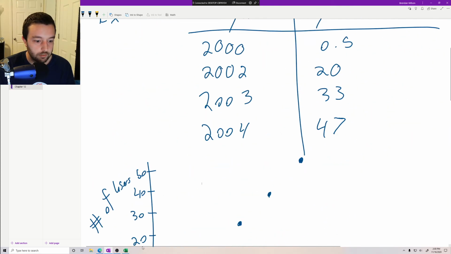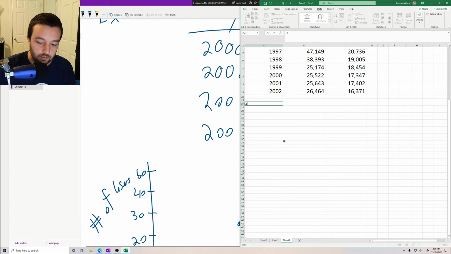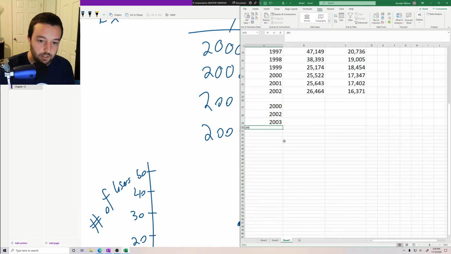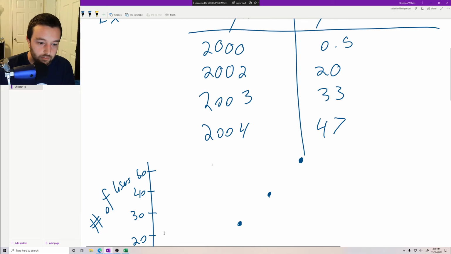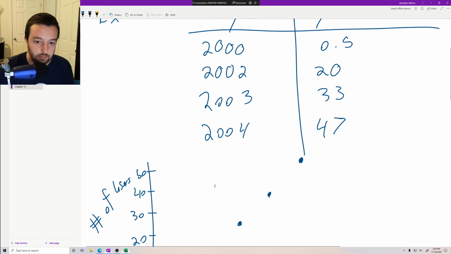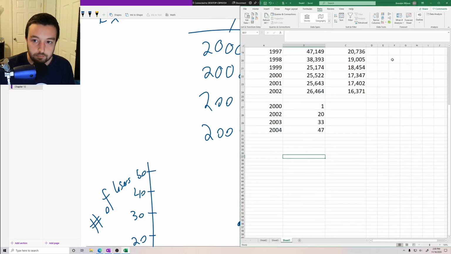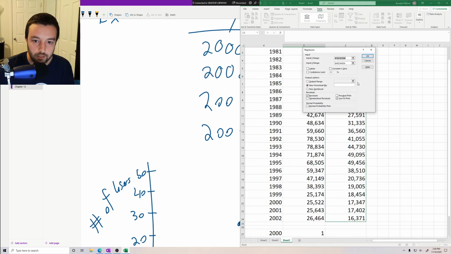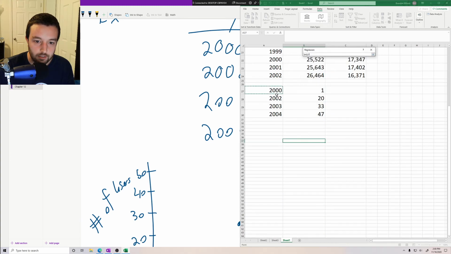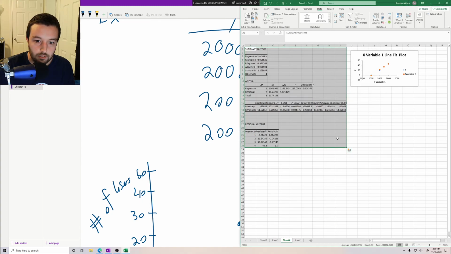Oops, where was that? 12.2. So we have 0.5. Sorry, that's backwards. 2000 to 2002, 2003, 2004, right? 0.5, 20, 33, 47. Okay. Just so we can see an example of one where it does work out pretty well. Our Y's are these numbers. Our X's are these numbers. Let's go ahead and do that.